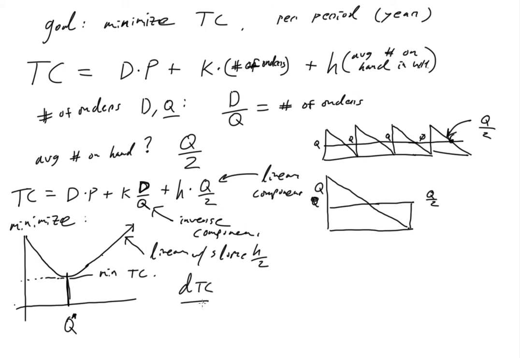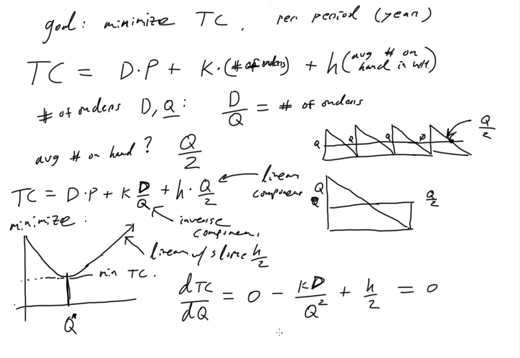All right, to find that minimum total cost, all we have to do, of course, is use our standard derivative trick, which is take the derivative. Okay, we're taking the derivative with respect to Q. That is the independent variable, the thing that we need to choose. So everything else is going to be a fixed constant, so the derivative of d times p is 0. The derivative of kd over q is going to become negative kd over q squared, plus, finally, h over 2, the derivative of the linear term.